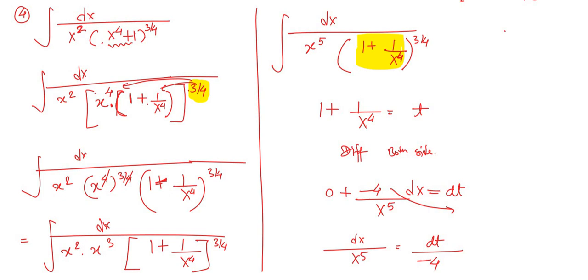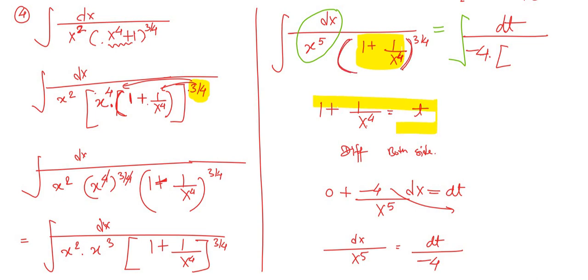Do you see dx by x5 is there in the question? Correct. So what will the question become? The question will become integration of dt by -4 into, what is this? This is what we have considered as t. So this became t raised to power 3/4. Correct. Now it's easy to integrate.